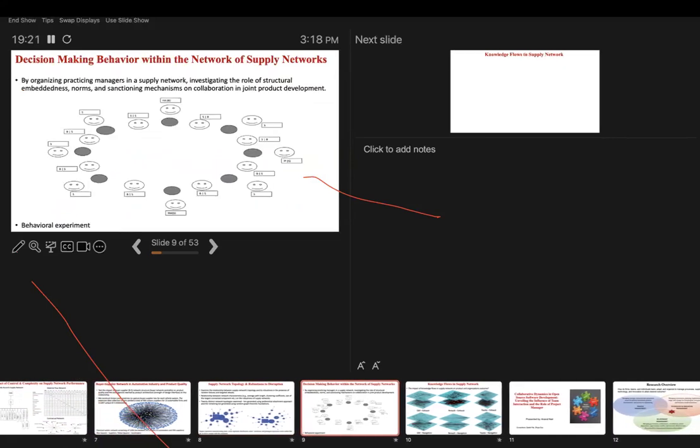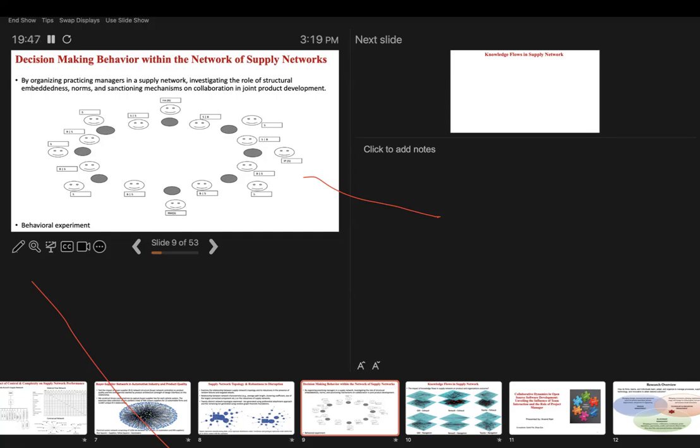This one is a behavioral study. So it's a behavioral experiment that we conducted with a company, a pharmaceutical company in Europe, where practicing managers were asked to act out a role of the focal firm or a supplier who has a patent for the product, so a very strong raw material supplier, etc. So we put them into a network. In some way, it's a network of networks.